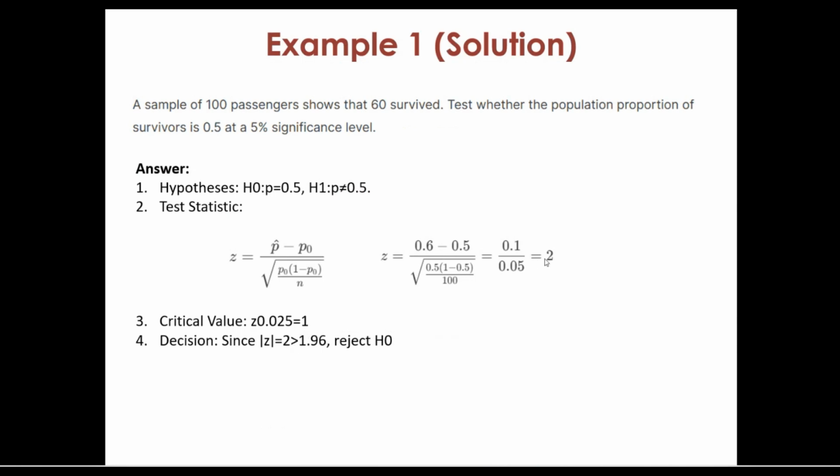Just now, the calculated value is 2. So 2 is bigger than 1.96. So when 2 is bigger than 1.96, we reject the null hypothesis. So that means the sample proportion of 60% is not the same as the population proportion.